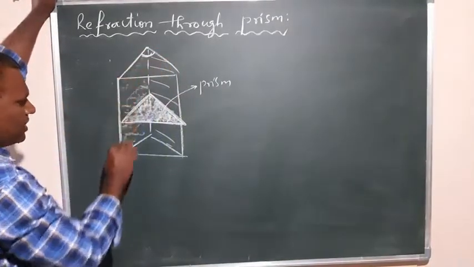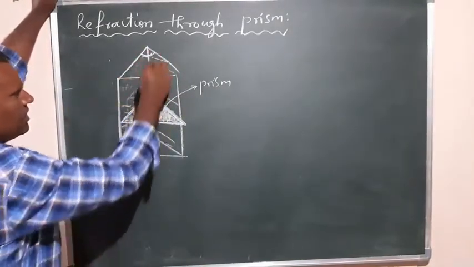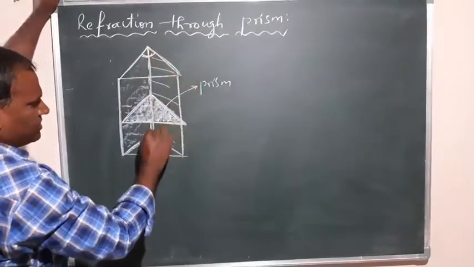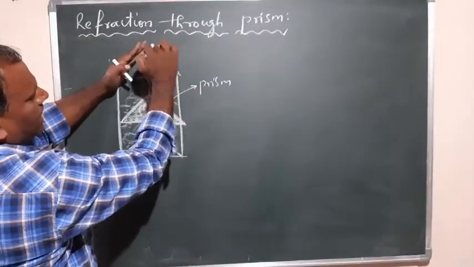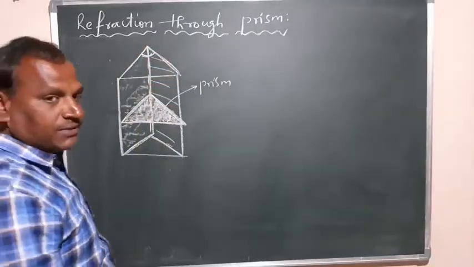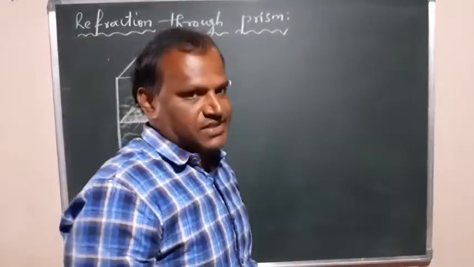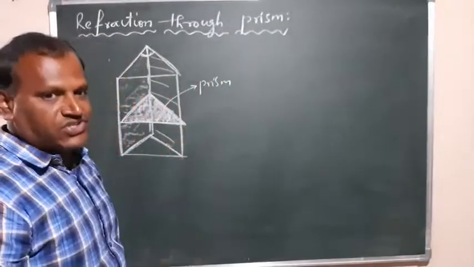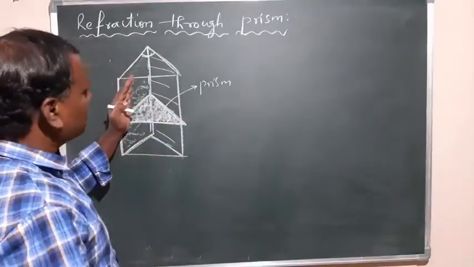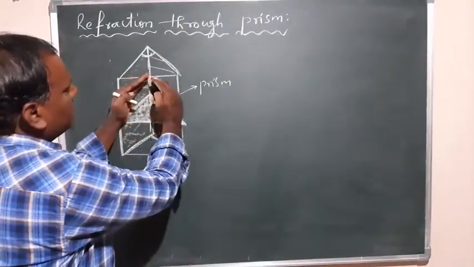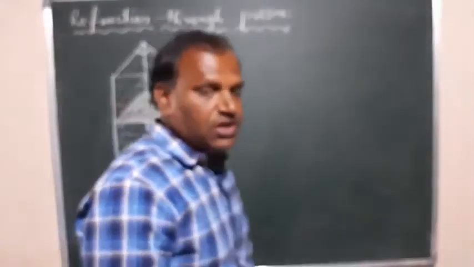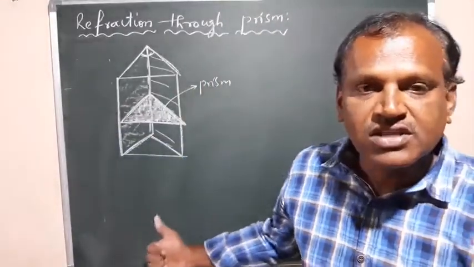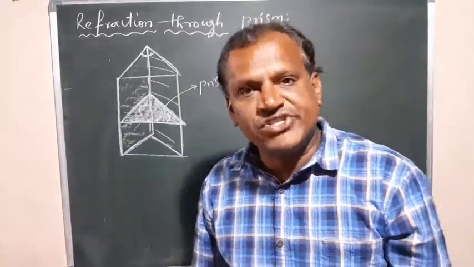This is one refracting surface, this is another refracting surface. Between this part and this part we have the angle, and that angle is called the apex. Four faces it consists of. This is one refracting surface, this is another, and over these you have one face, and below also another face. So this type of optical glass material is called a prism, right?